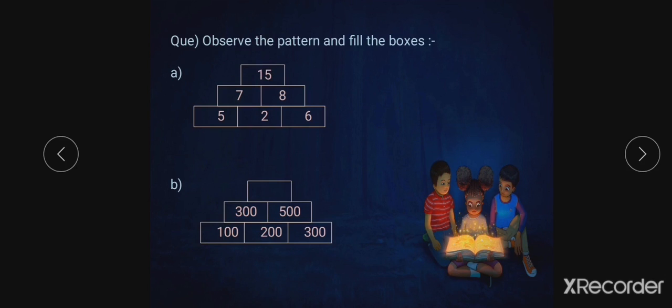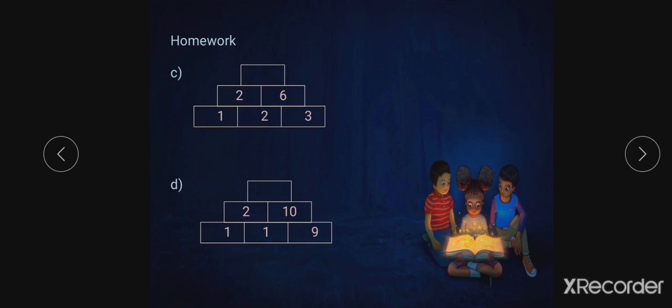Similarly, in the B question, 100 plus 200, we get the answer 300. And 200 plus 300, we get the answer 500. So to obtain the topmost number, we have to add the bottom two numbers, that is 300 and 500. So when you add 300 and 500, you will get the top number as 800. Did you understand, children? So in that context, question number C and question number D will be homework for you.